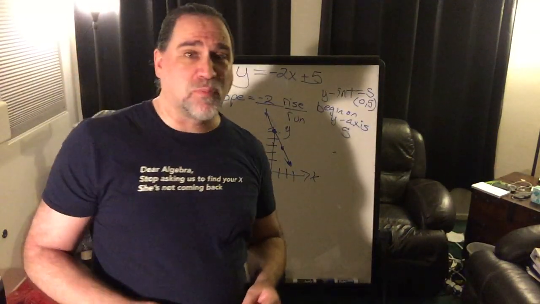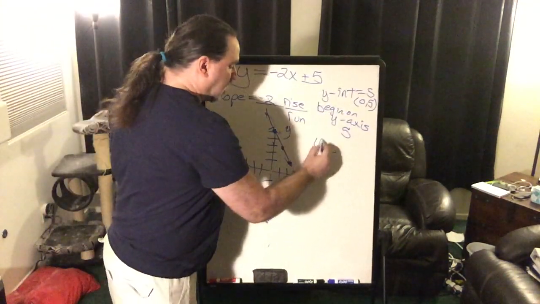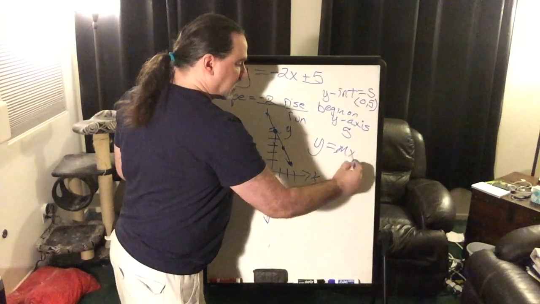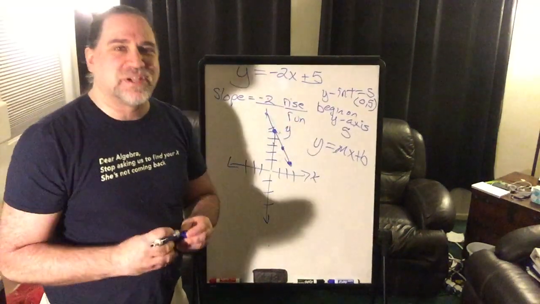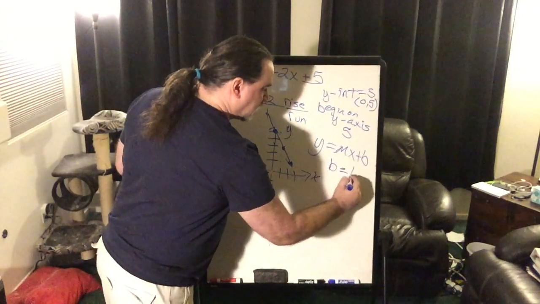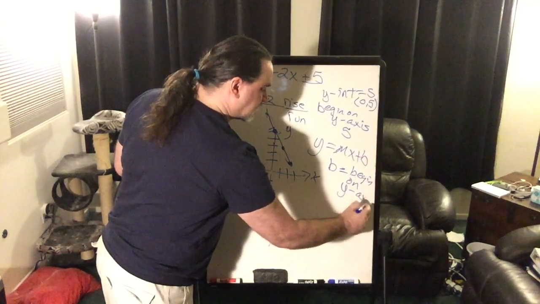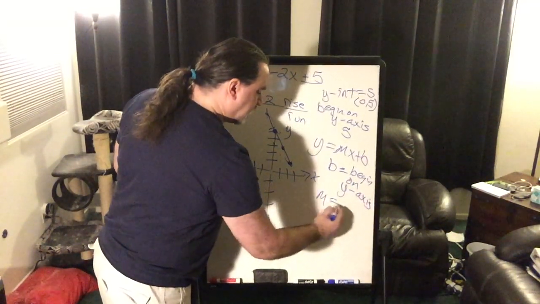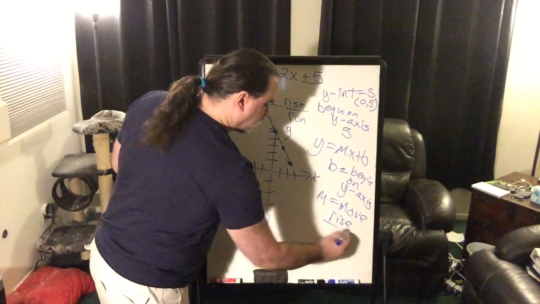Okay, so this is a very important form. We really want to understand it. So one more time, y equals mx plus b. Oh, and I'm going to say it one time. So b is where we begin on the y-axis, and m is how we move, the rise over run.